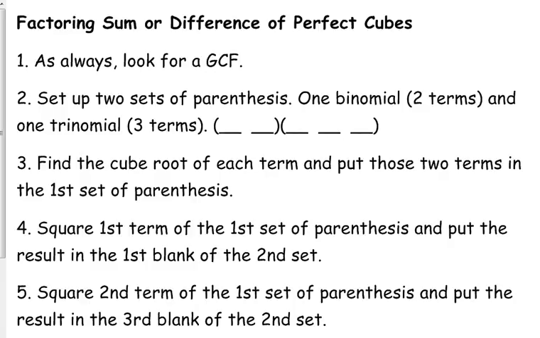We've done the difference of perfect squares. Remember, that was the one special case where we only had two terms. We had a minus sign in between, and the first and the last term were perfect squares. Well, similar case here. We're only going to have two terms. This time, though, there can be a plus or a minus. It doesn't have to be a minus. It had to be a minus sign with the perfect squares. With perfect cubes, it can be a plus or a minus.